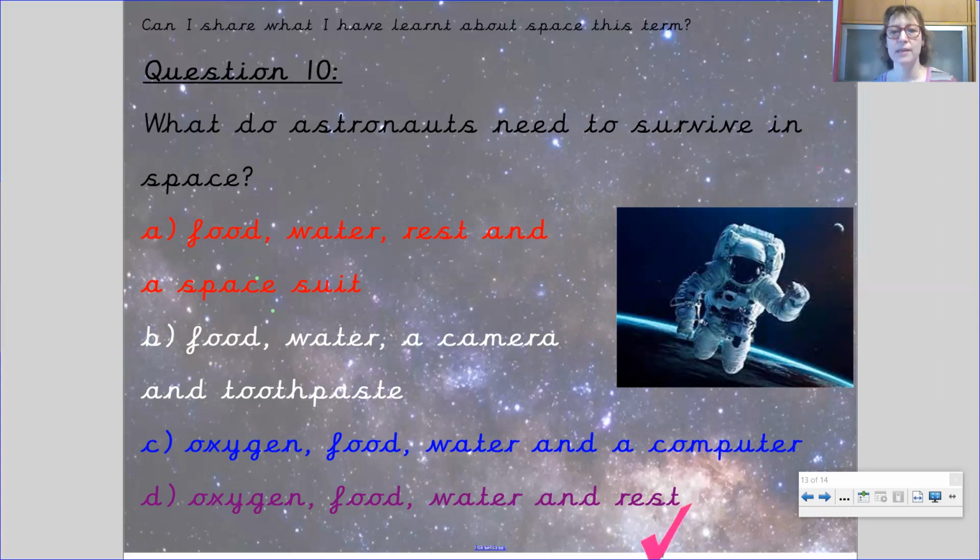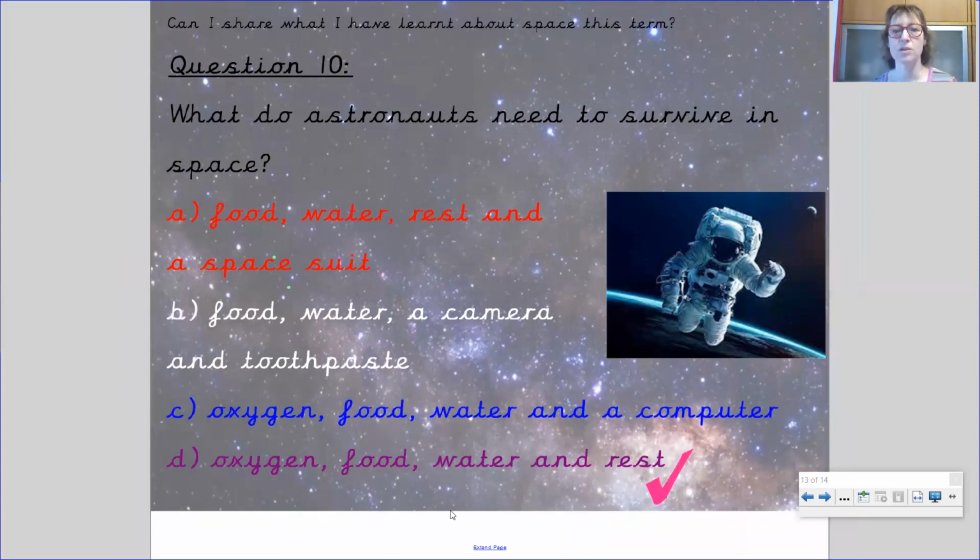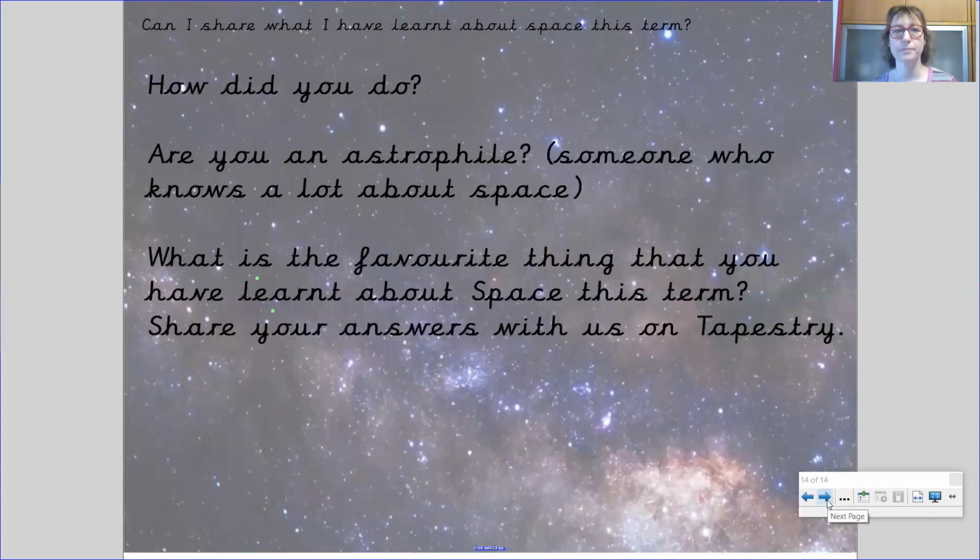The answer is D. They need oxygen, food, water, and rest. If they're going out of the ISS, if they're making repairs or going for a spacewalk, then they need their spacesuit. But the rest of it isn't essential. They can survive in space without it.